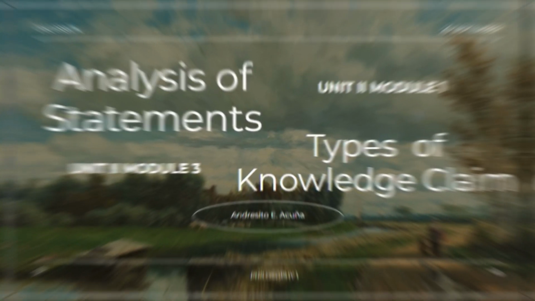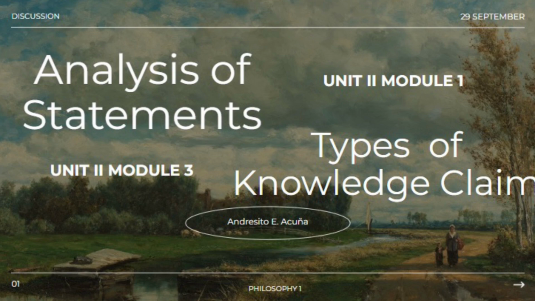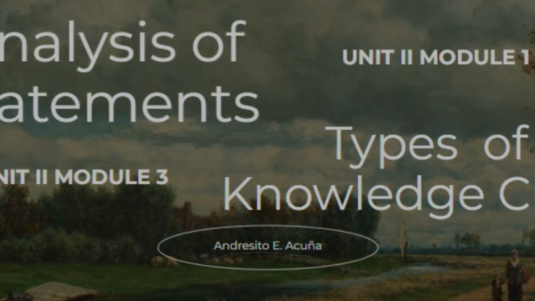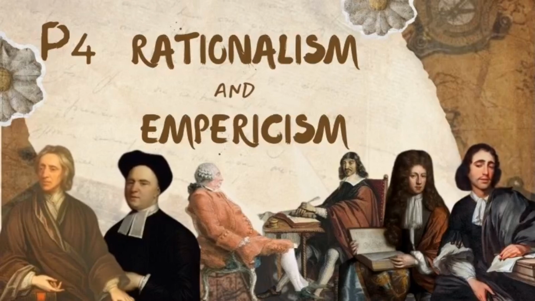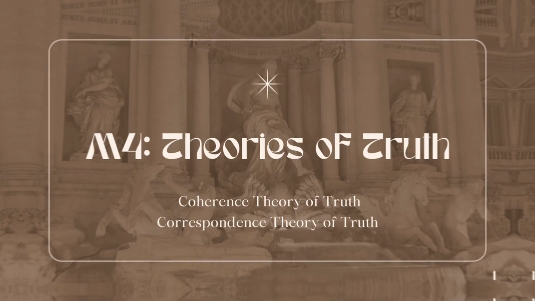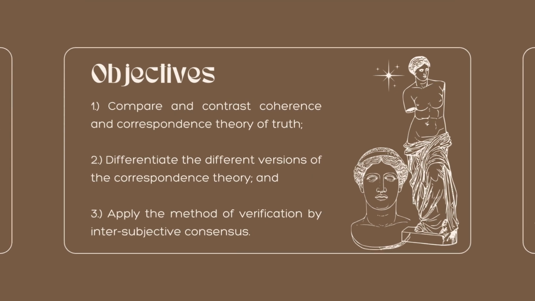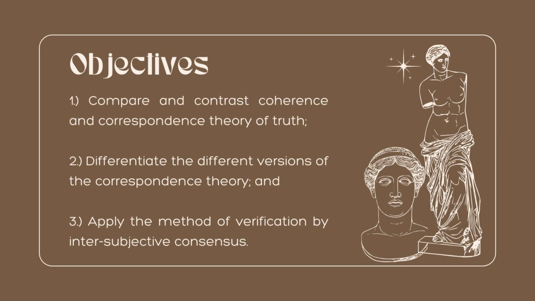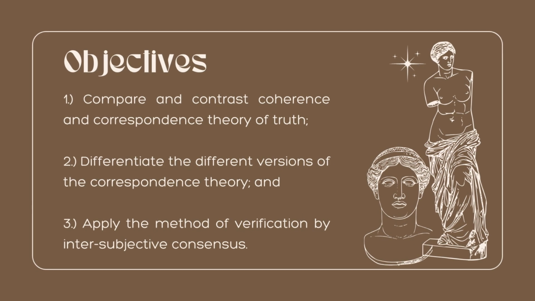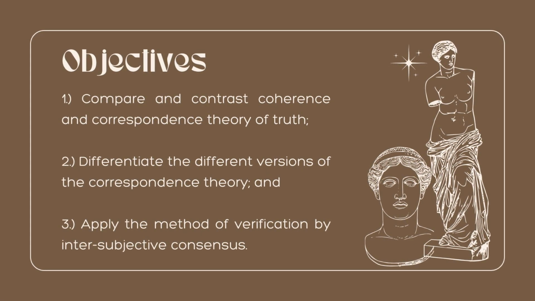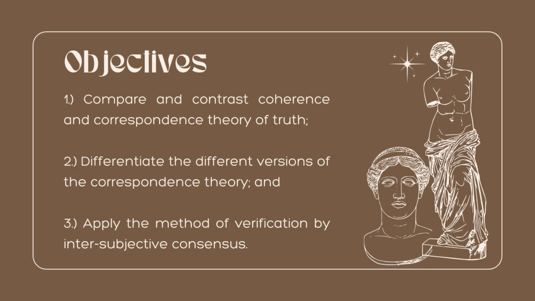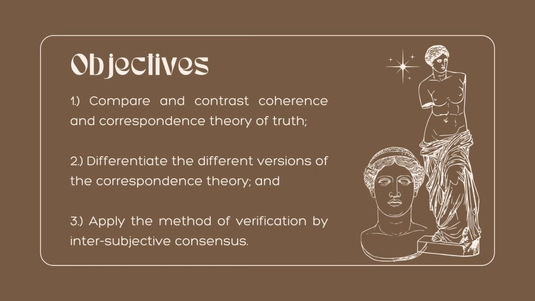Since we have already learned the three types of knowledge claims, which are empirical claims, analytic claims, and evaluative claims, along with the kinds of statements that represent these knowledge claims from Module 1 to 3, let us now discuss Module 4, which tackles the theories of truth. Let us first start with the objective of Module 4. This module has three objectives. First, compare and contrast coherence and correspondence theory of truth. Second, differentiate the different versions of the correspondence theory. And lastly, apply the method of verification by intersubjective consensus.